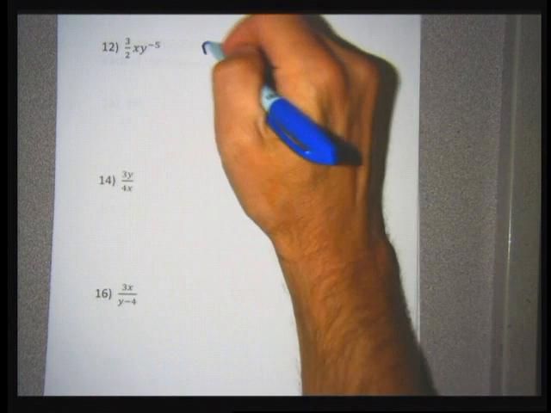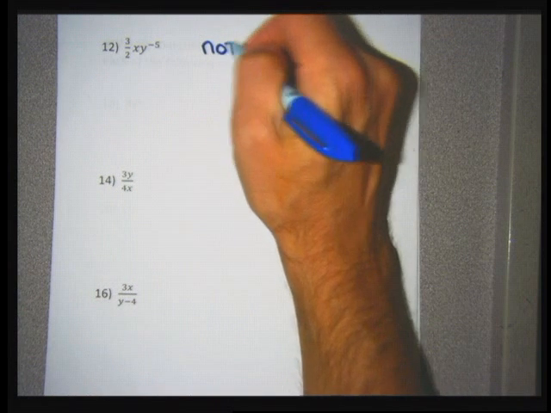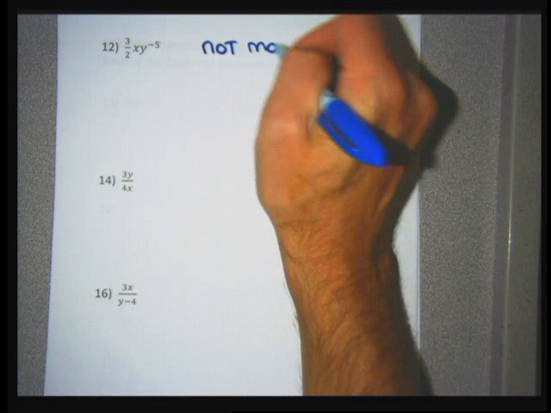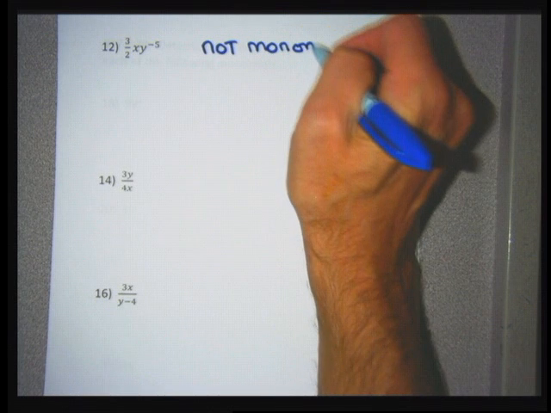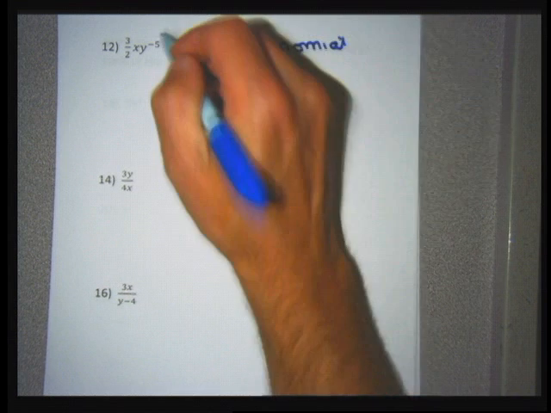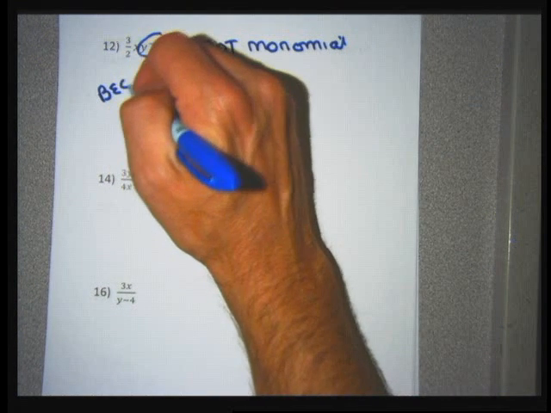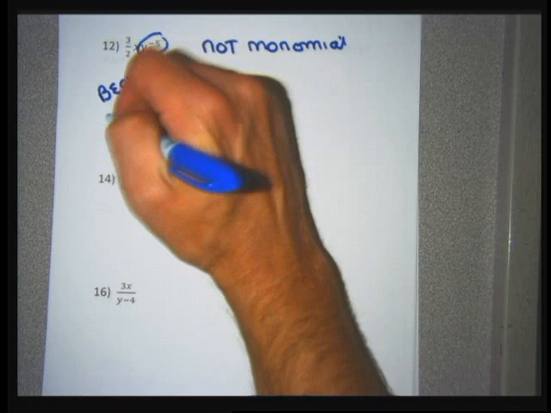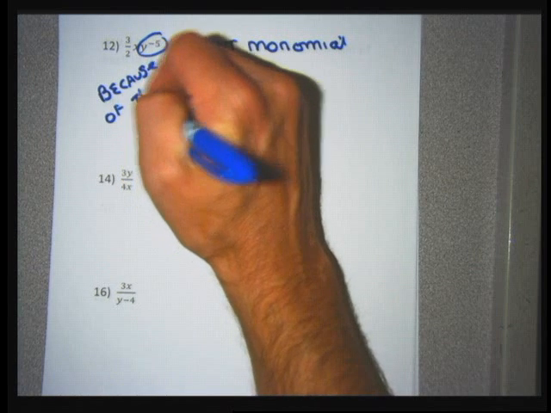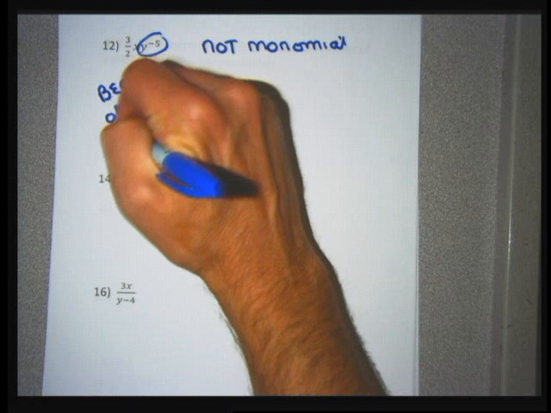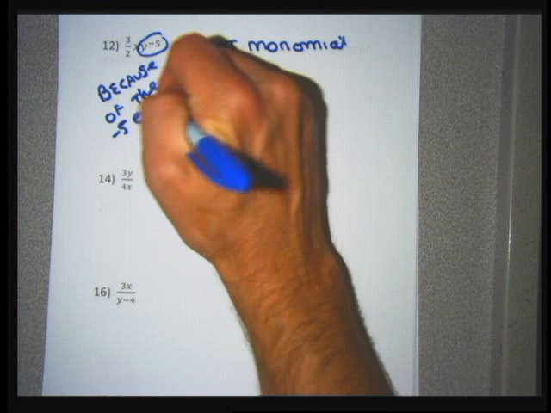The next 2 problems start to break down for different reasons. Problem 12 is considered not a monomial. The 3/2 isn't bad, the x isn't bad, but the exponent of -5 on the y makes it not a monomial, because monomials are only allowed to have exponents like 0, 1, 2, and so forth.